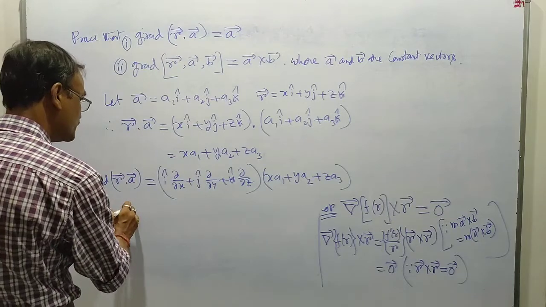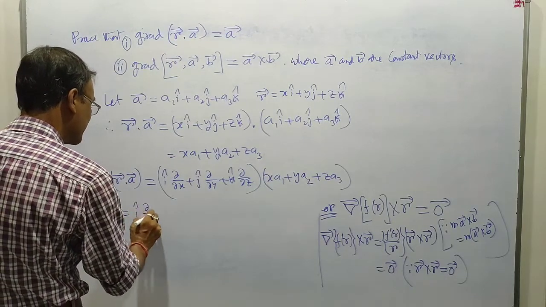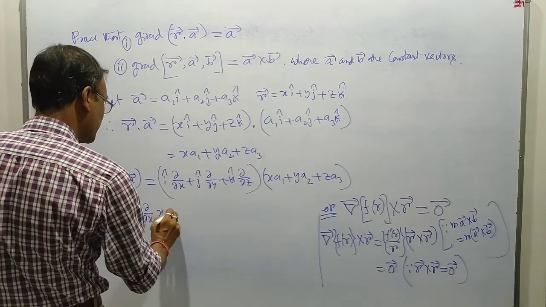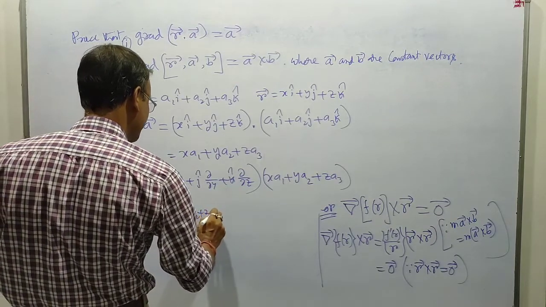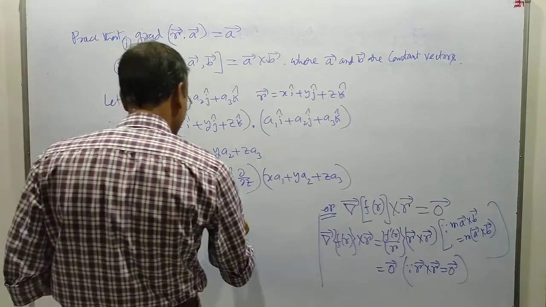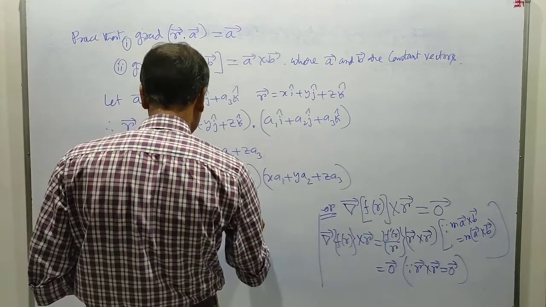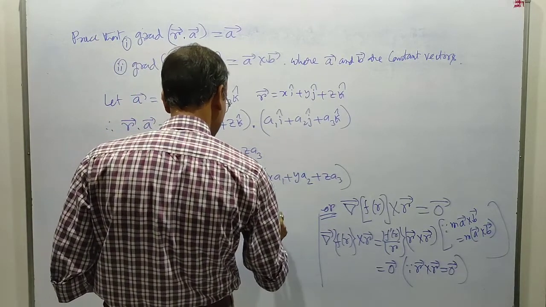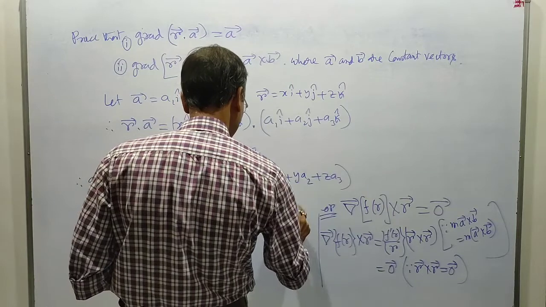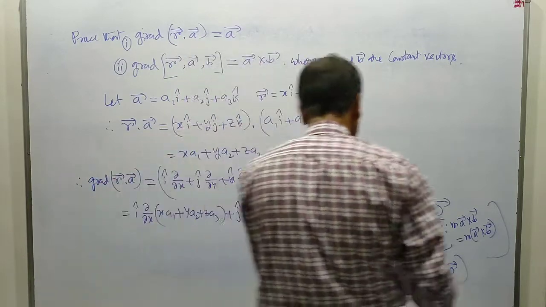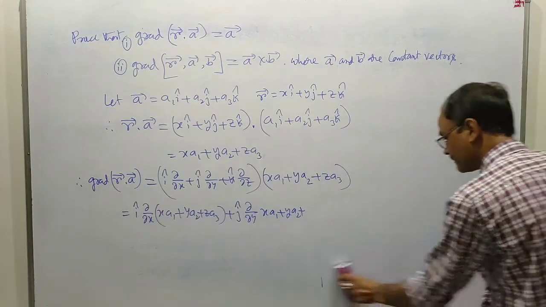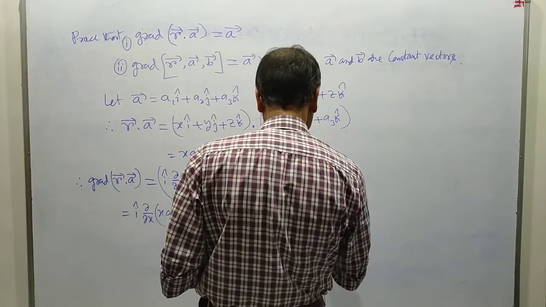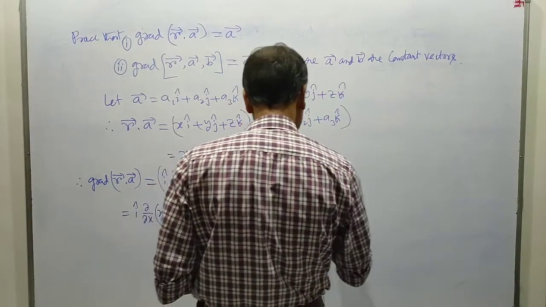This is equal to i cap delta delta x of x A1 plus y A2 plus z A3 plus j cap plus k cap.